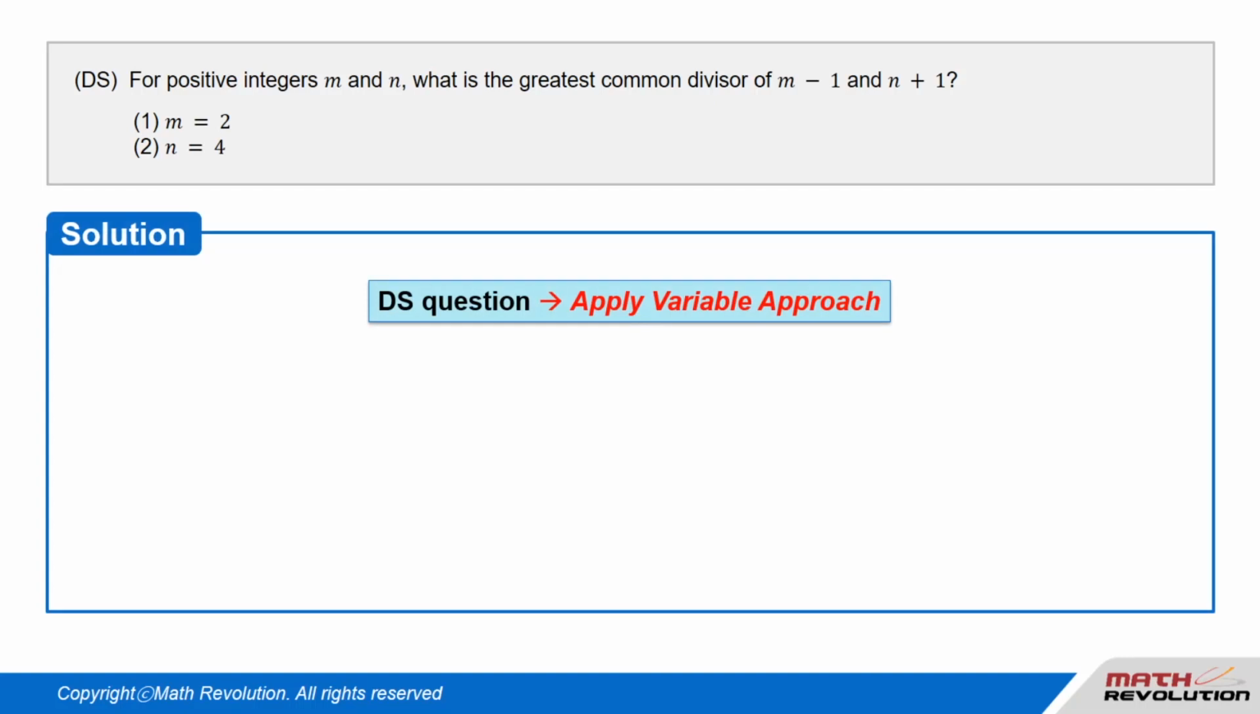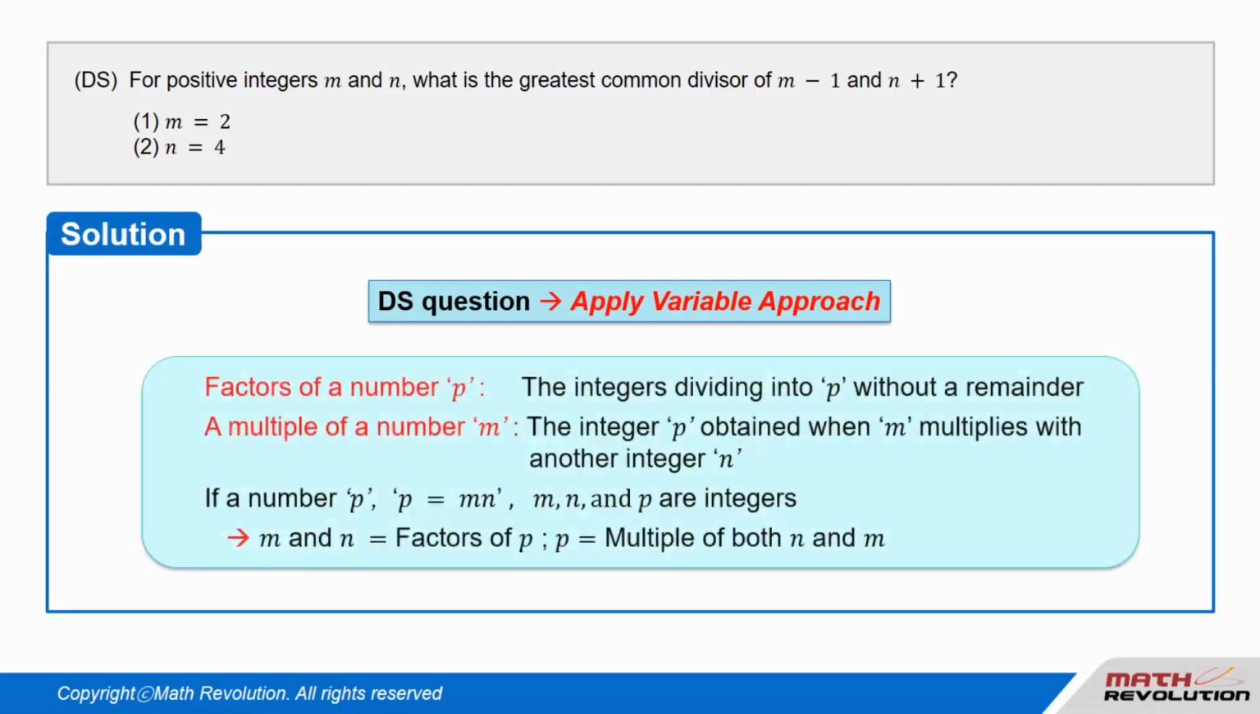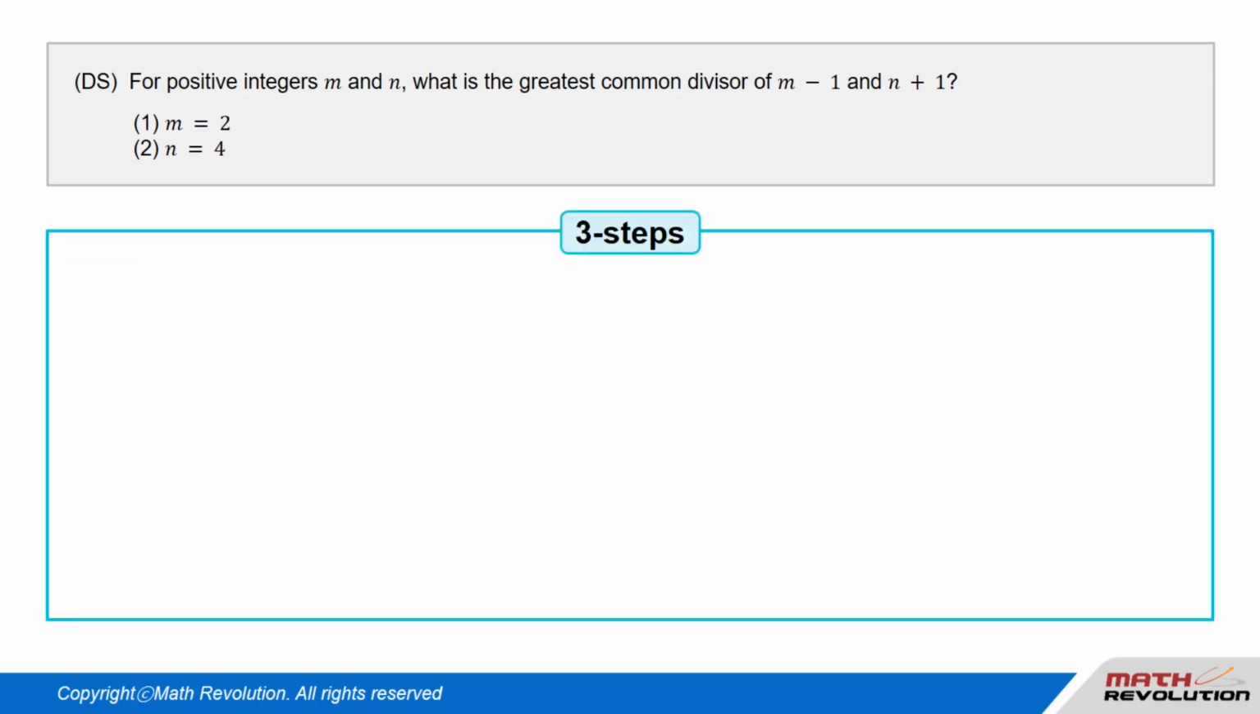Solution. Let us solve this DS question using the variable approach. Definition of factors and multiples. Factors of a number, say p, are the integers which can divide into p without a remainder. A multiple of a number, say m, is an integer p which can be obtained when m multiplies with another integer, say n. That is, if we have a number p such that p equals m times n, and m, n, and p are integers, then m and n are factors of p, and p is a multiple of both m and n. Let's apply 3 steps of the variable approach.